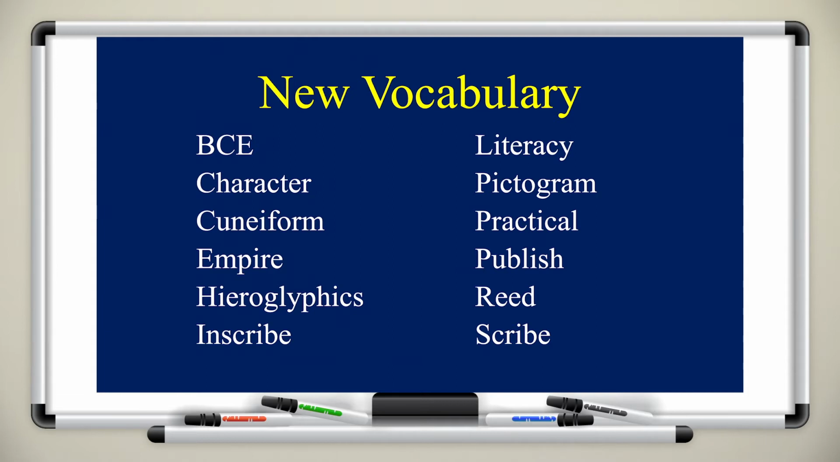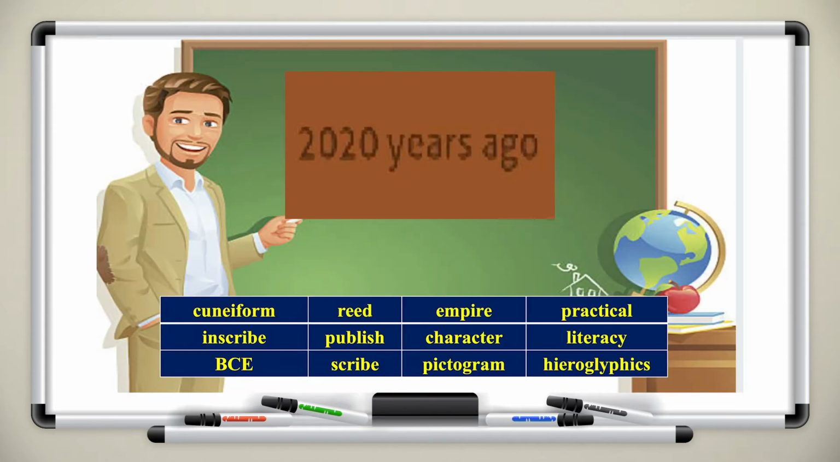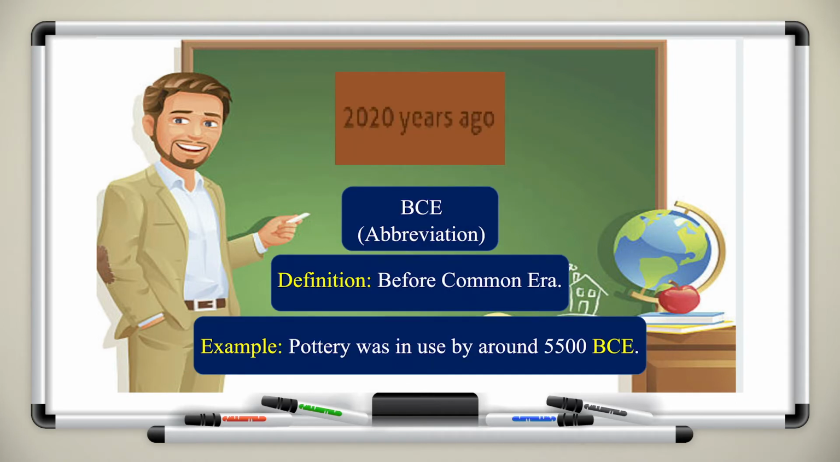So let's start with the picture and we see from there. So we have this picture, 2020 years ago. So before that, we had a BCE, what we call a BCE, which is the Before Common Era. For example, pottery was in use by around 5500 BCE, before Common Era.